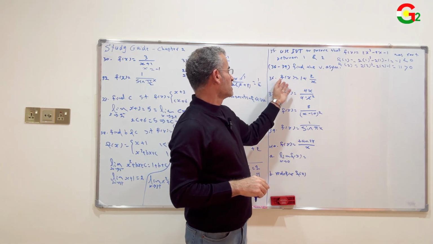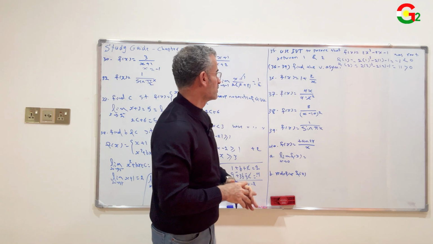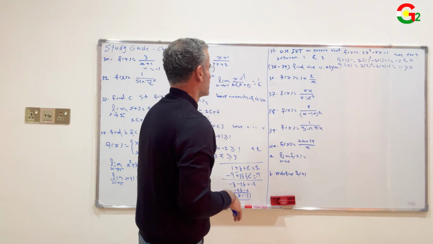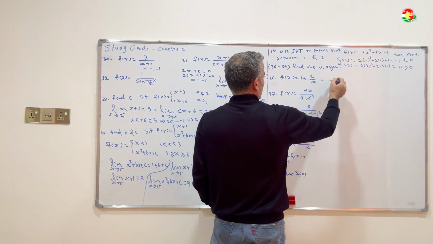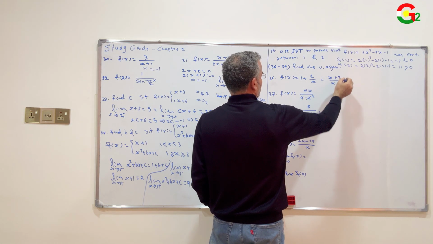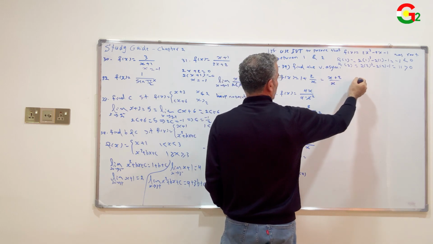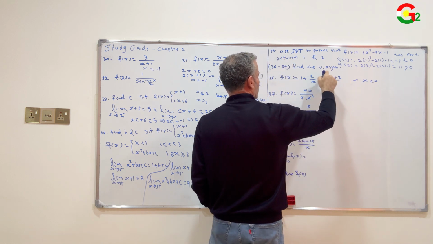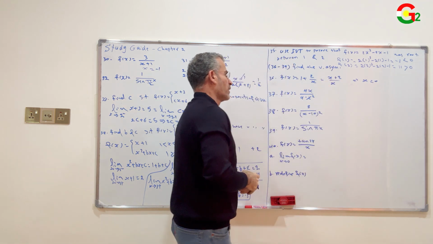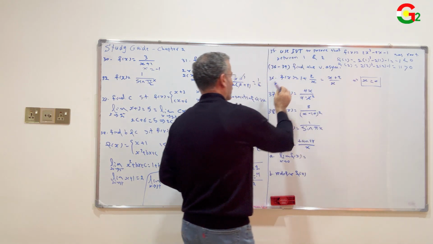Find the vertical asymptote, questions 36 to 39. Find the vertical asymptote for this function if it exists. Rewrite this function as x plus 2 over x. The value x equals 0 makes the denominator 0 and does not make the numerator 0, then x equals 0 is a vertical asymptote for this function.